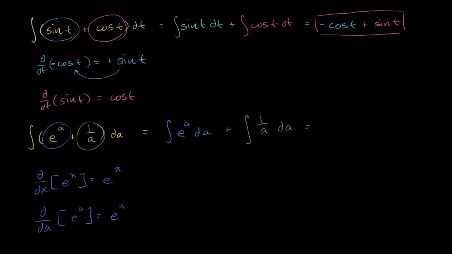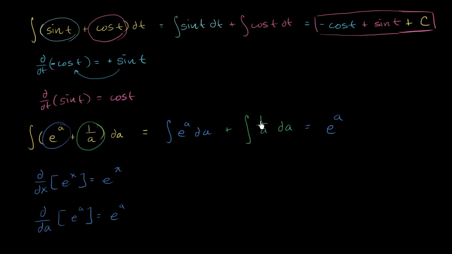Oh, and let me not forget, I have to put my constant right over here. I could have a constant factor. So always important, remember the constant. So you have a constant factor right over here. Never forget that. I almost did. So once again, over here, what's the antiderivative of e to the a? It is e to the a.